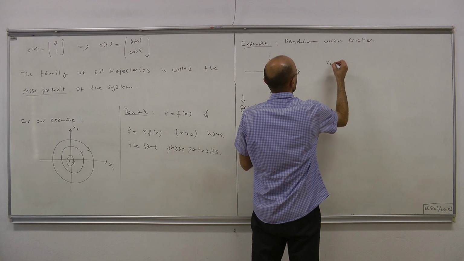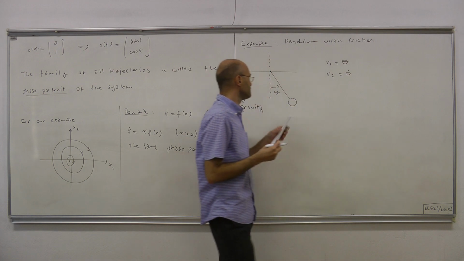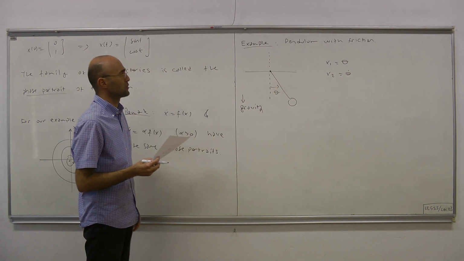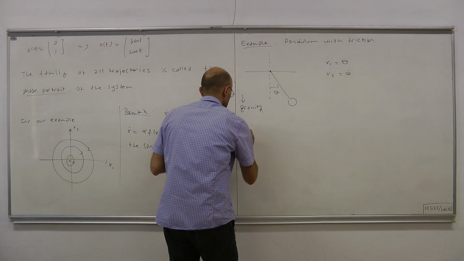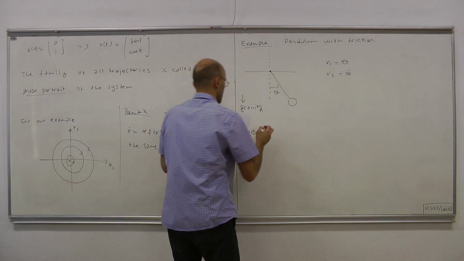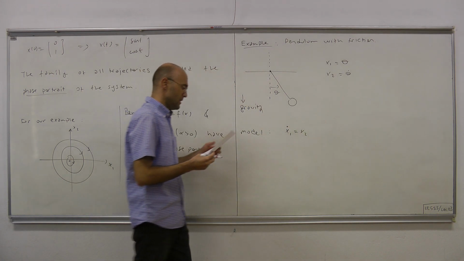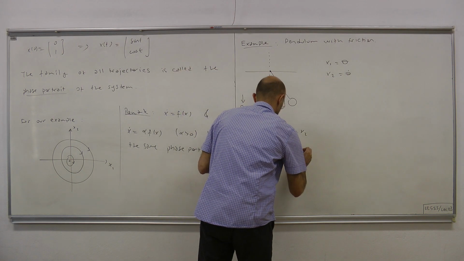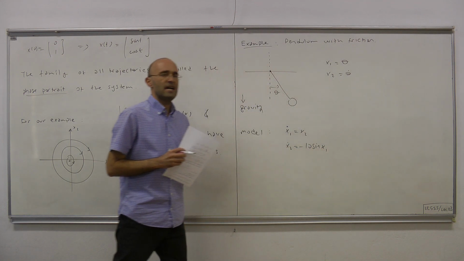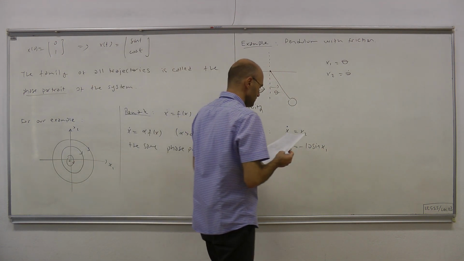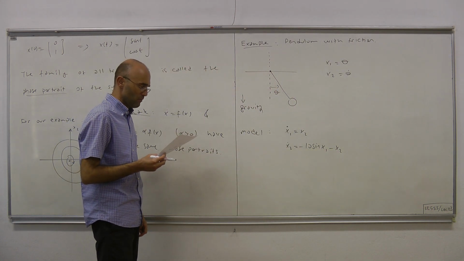Now, this is a second order system. Let's choose our state variables as the angular displacement and angular velocity. x1 is theta, x2 is theta dot. And the model that we can use is x1 dot equals x2, and x2 dot equals minus, let's say, 10 sine x1 minus x2. Okay, so that's our model.